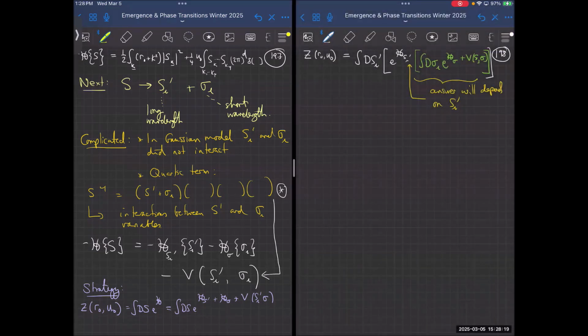So our strategy, our steps, are going to be the following. We're going to do the integral over the sigmas. We're going to do the wave function renormalization.